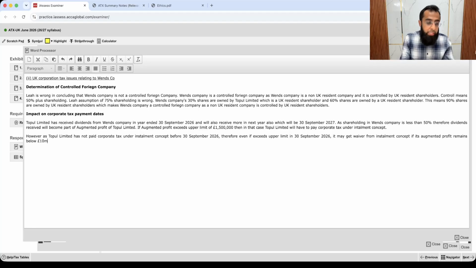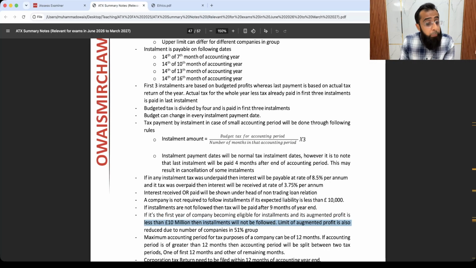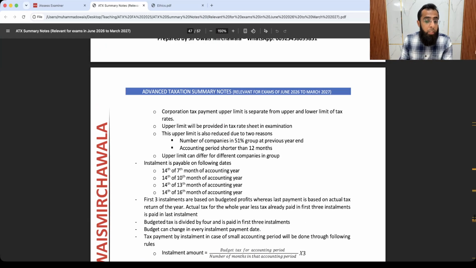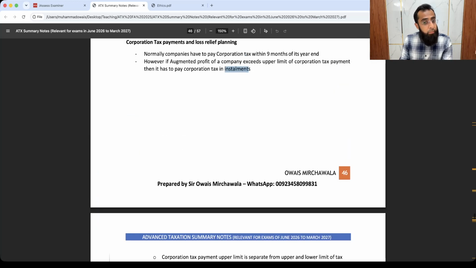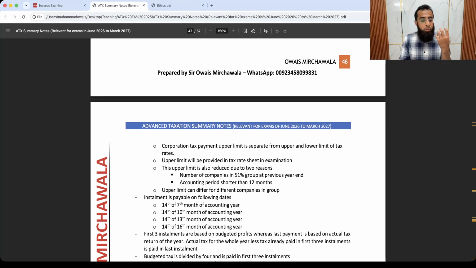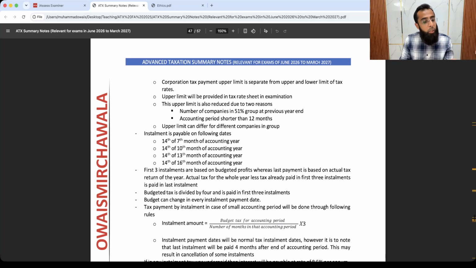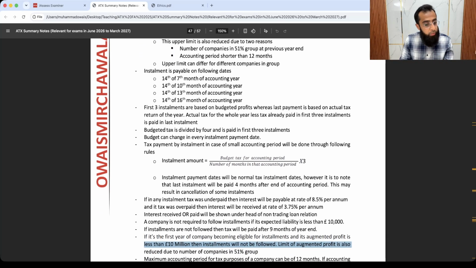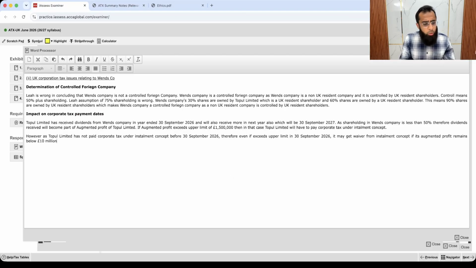See, you have studied all of this in classes. You can simply use the summary notes. So when your profit exceeds the upper limit, 1.5 million and everything. When you are receiving dividends, those dividends from an unconnected company become part of augmented profit. In the first year, when you become eligible for installment, you get a waiver if your profit is below 10 million and all. So most probably in the first year, you get a waiver.